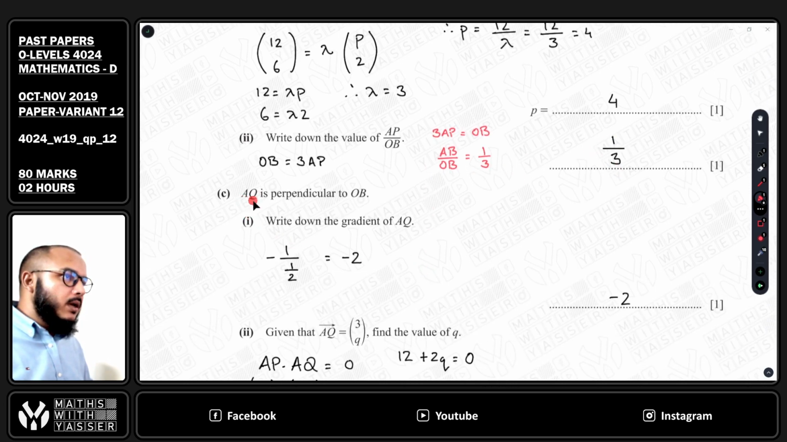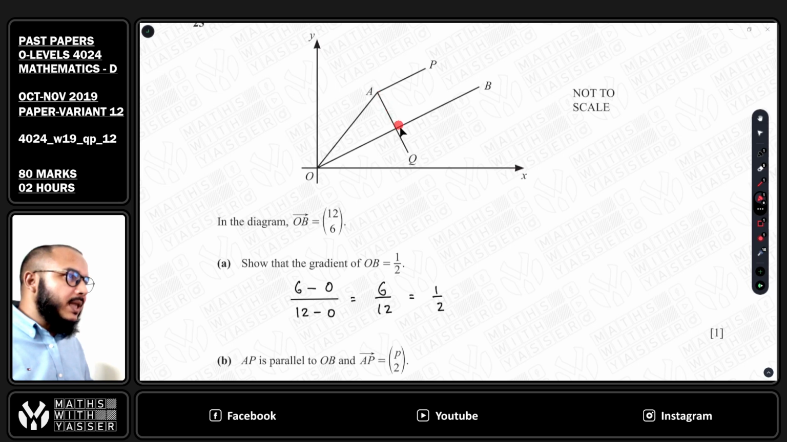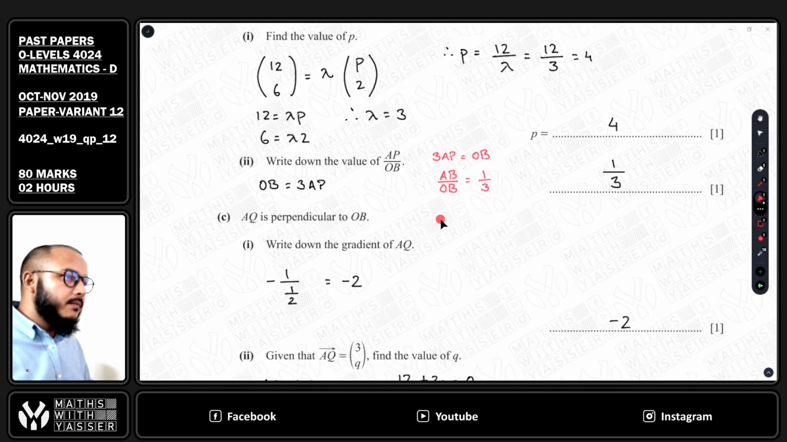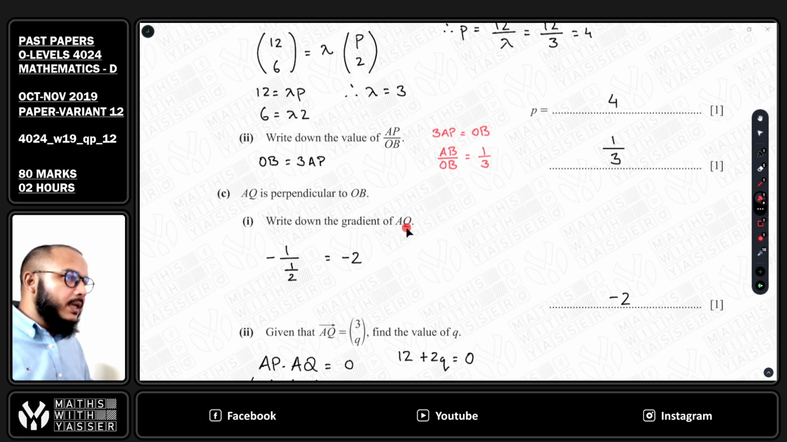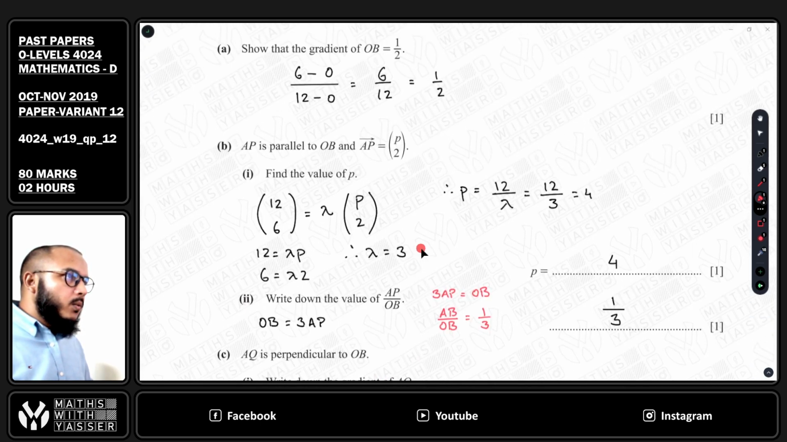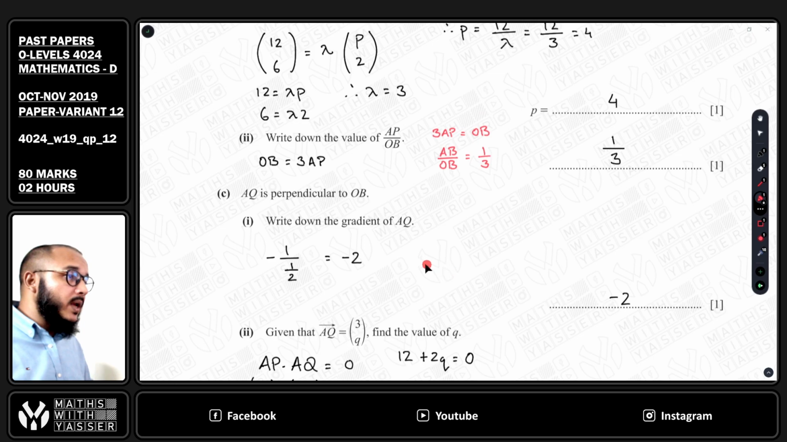Next part of the question, it says AQ is perpendicular to OB. So this line is perpendicular to OB. Write down the gradient of AQ. We already found the gradient of OB, which is half. And we know that when we need to find the gradient of a perpendicular line, since AQ is perpendicular to the line OB, the gradient of AQ should be -1 over the gradient of OB. So -1 over half will give me -2.